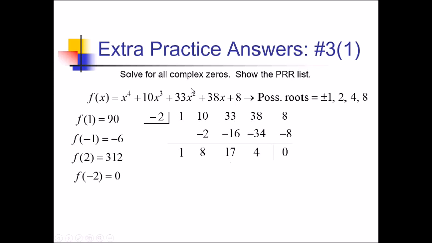So I can now split this polynomial up into x minus negative 2, or x plus 2, times this whole quotient here. So this 1 is really 1x cubed, because I started with x to the 4th, and it's always 1 lower than we started with.